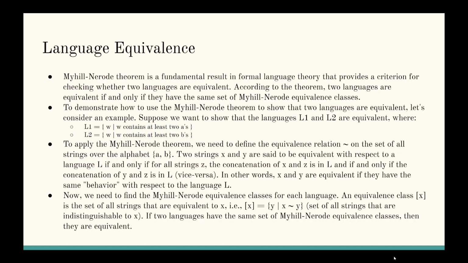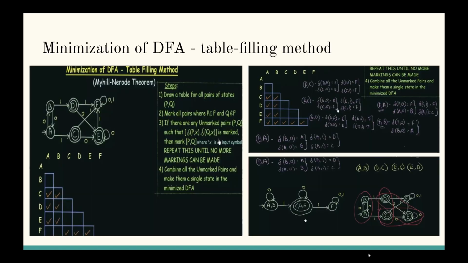The third step is, if there are any unmarked pairs, for example, BA, DC, EC, then we have to look at the transition function. And then we'll mark PQ if the pair of states reached on an input symbol x is already marked, and we'll repeat this until no more markings can be made. So what do I mean by this?